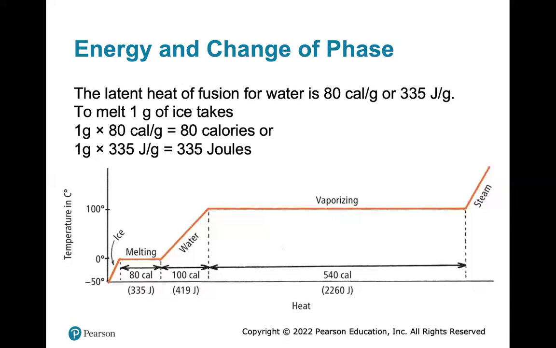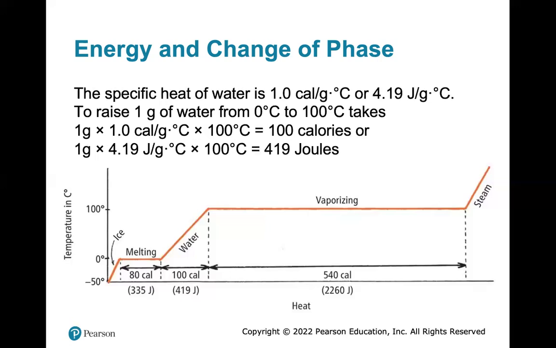Now, the latent heat of fusion for water is 80 calories per gram or 335 joules per gram. Notice there's no degree C here because it's flat. You can see it's flat. It has not changed temperature. So to melt 1 gram of ice takes 1 gram times 80 calories per gram gives you 80 calories or 335 joules.